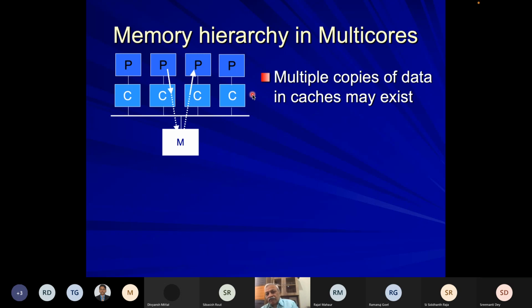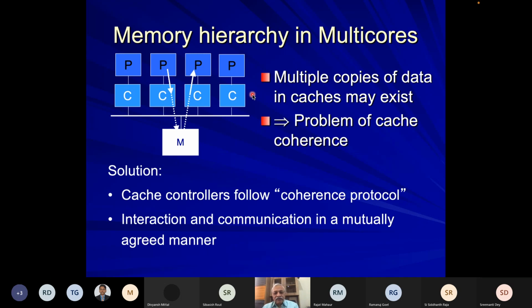What is happening is that there are multiple copies of the data in multiple caches. This is called the cache coherence problem. The solution lies in the cache controllers following a certain discipline, a certain protocol, which is called a coherence protocol. These cache controllers would communicate and interact in a mutually agreed manner so that the data always remains consistent.